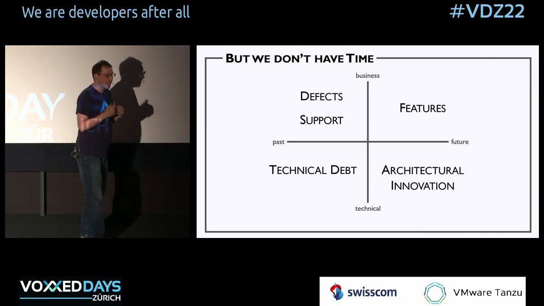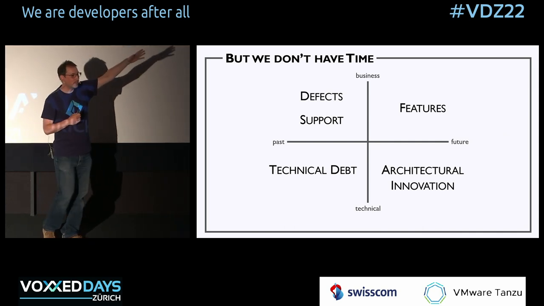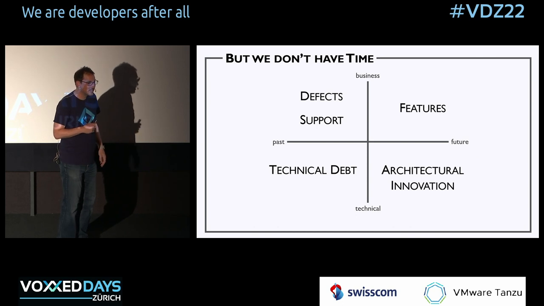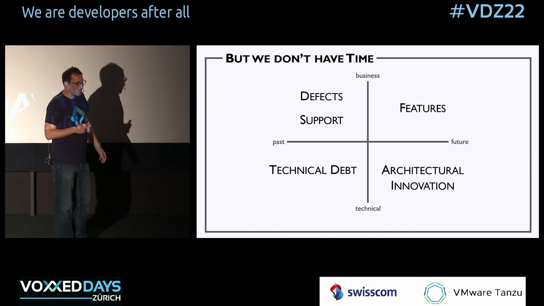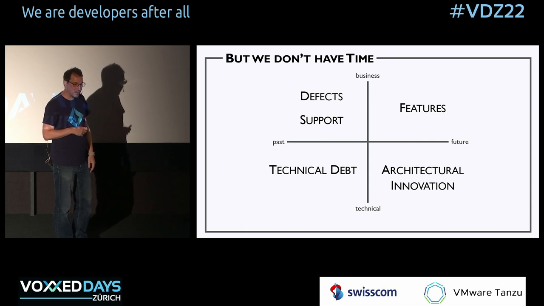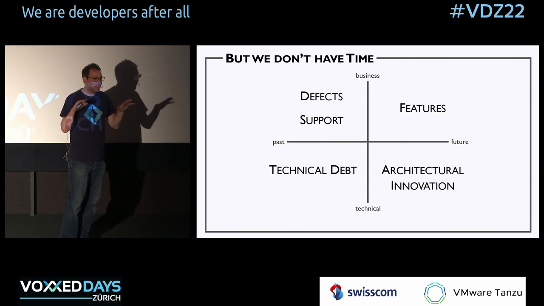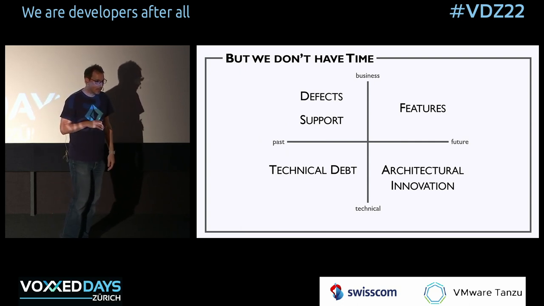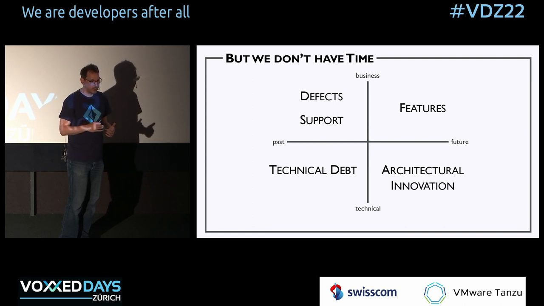So, and what I get a lot is 50% features, 45% bugs and support, 5% technical debt, 0% architectural innovation. So that's the baseline I typically get. And these are really bad numbers.